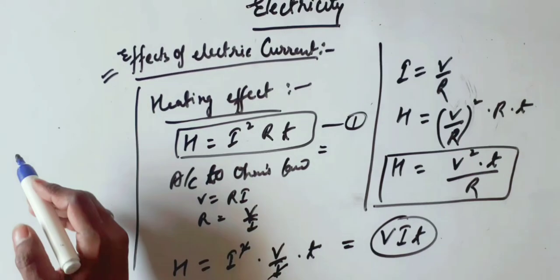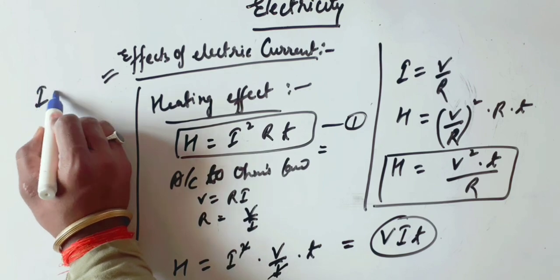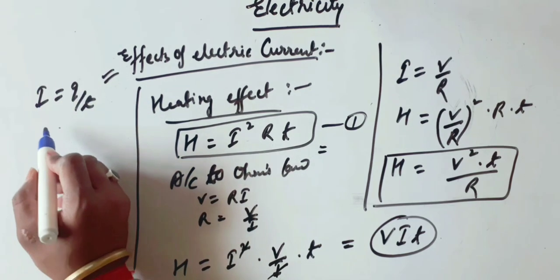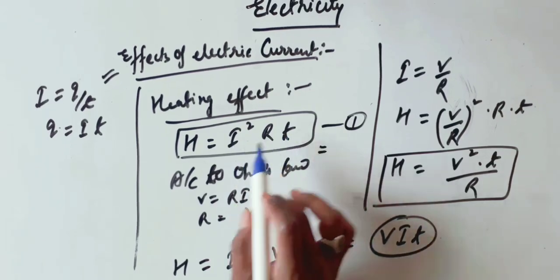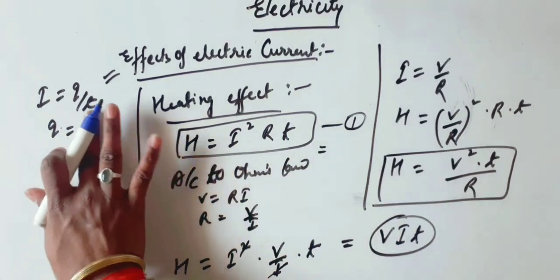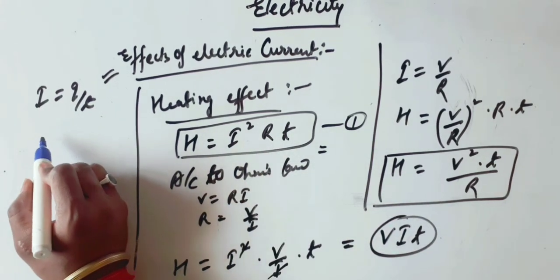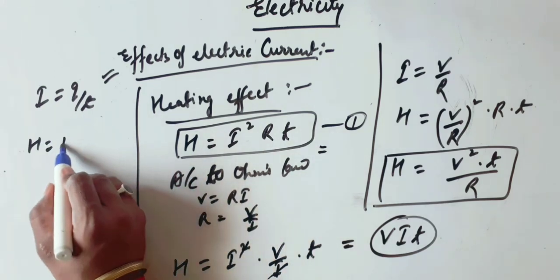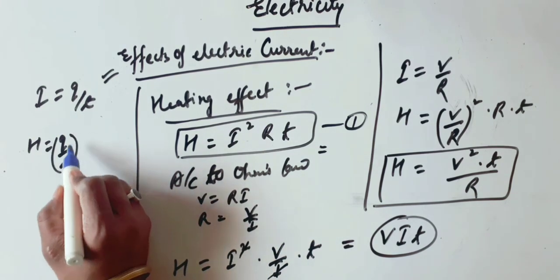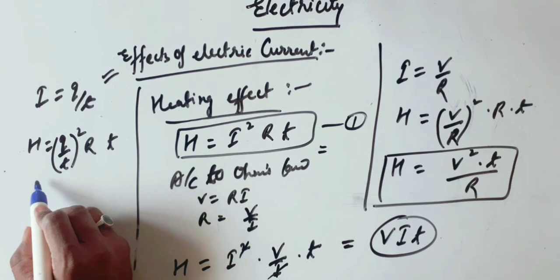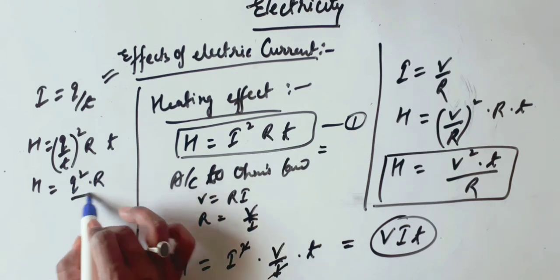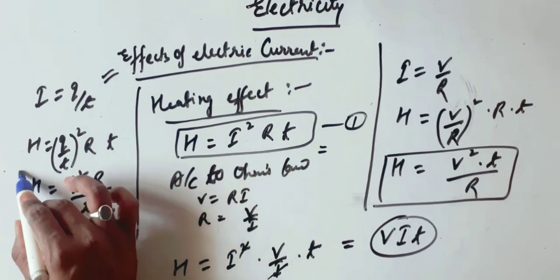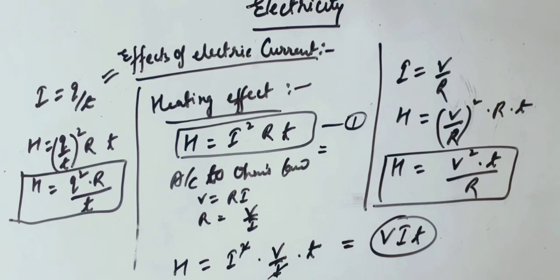We can derive another formula here. As we know, I is equal to the flow of charge per unit time, so Q equals I into T. At the place of I we can write Q upon T, so heat equals (Q upon T) whole square into R into T. One T cancels with this T, so heat equals Q square R by T.